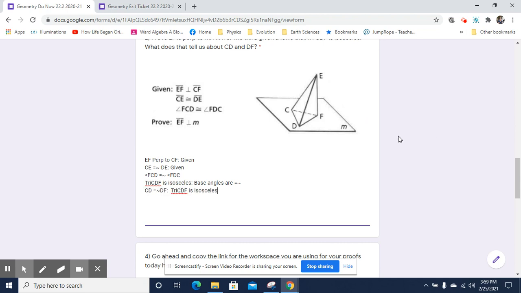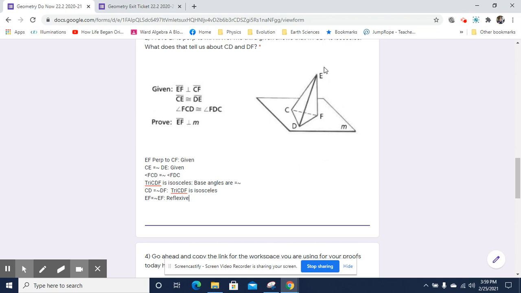Now, CD, I'm sorry, that should say CF. CF is going to be congruent to DF because that triangle is isosceles. So that was a typo on my part. It's going to object to me changing it, so I'll have to fix that at the end. That should be an F, not CD.